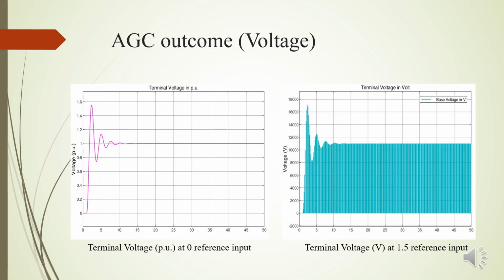Now moving further, AGC outcome in terms of voltage behavior. Here we can see two graphs of terminal voltage at 0 reference input and terminal voltage at 1.5 reference input. We can see the system voltage output is highly stable. The first graph shows an early spike to 1.6 per unit followed by oscillation, stabilizing around 1 per unit within 10 seconds. In the second graph, effective voltage control with initial peaks about 16,000 volt, stabilizing around 12,000 volt, quicker than the first graph.